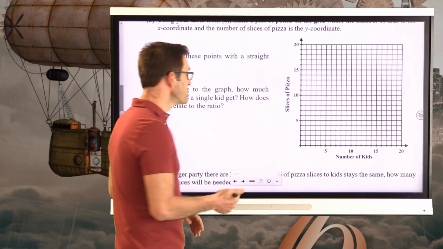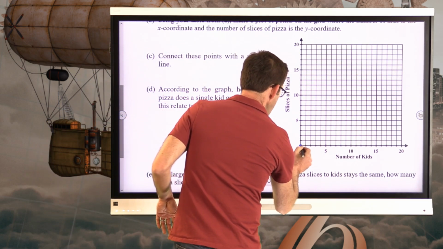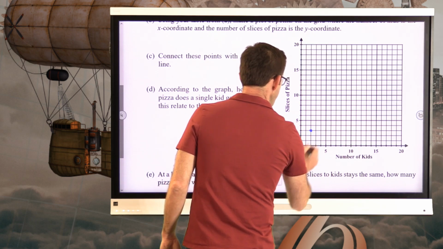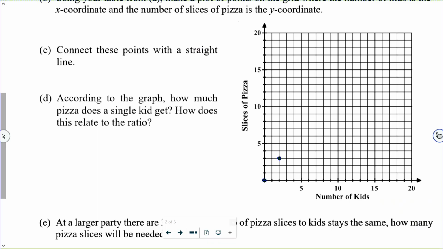Remember, if there were 0 kids, there would be 0 pizza slices. If there were 2 kids, there are going to be 3 pizza slices. 4 kids, there were 6 pizza slices. 6 kids, there were 9 pizza slices. 8 kids, there were 12 pizza slices. 10 kids, there were 15 pizza slices. 12 kids, there were 18 pizza slices. And that's actually all we're going to be able to fit on here.